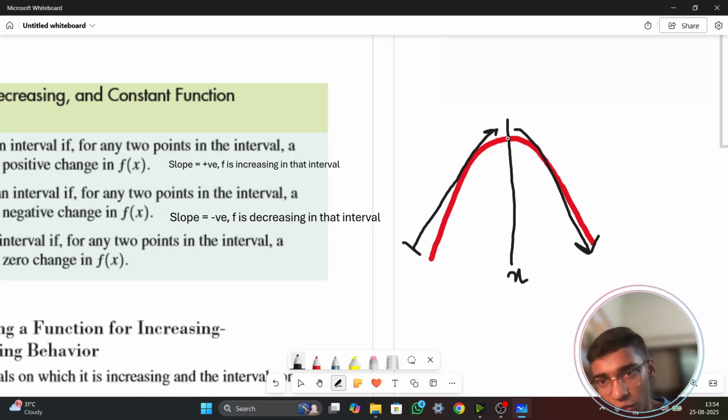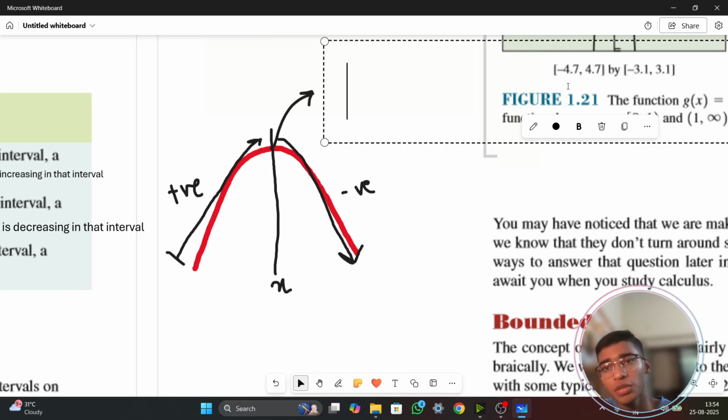The slope would be zero at this point. The slope is positive in this portion. The slope would be negative in this portion, because for any two x values on my x-axis, the y-axis value I'm getting is decreasing. That means f(x) is decreasing. So I will be getting a negative slope here and a positive slope this side. And this point is called my inflection point.